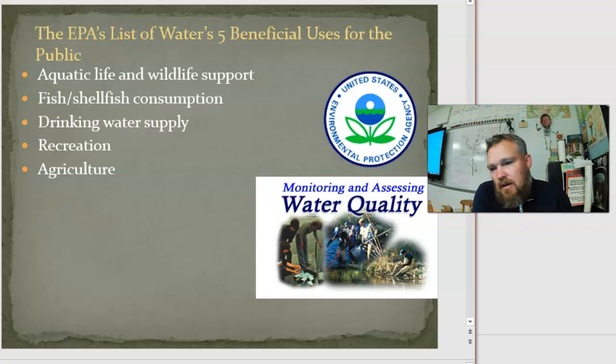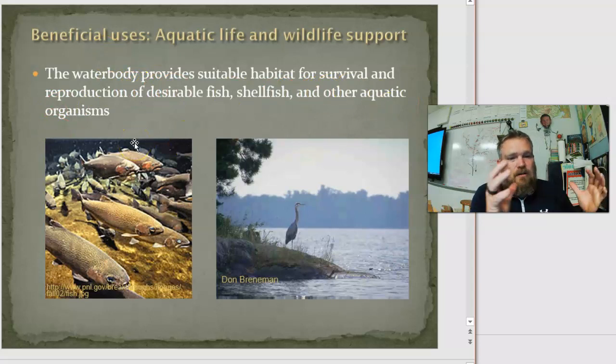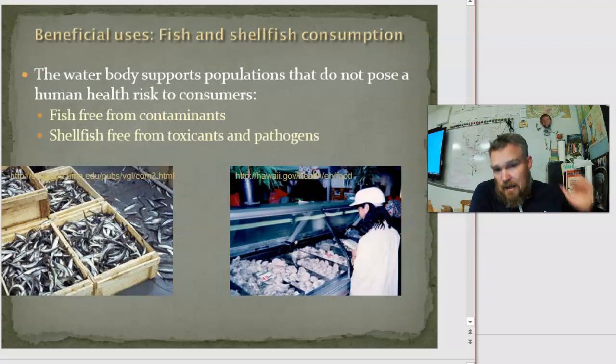Now, let's go through them quickly. Basically, they're saying that a water body should be able to support good, healthy ecosystems, so it should be a suitable habitat for the survival and reproduction of not just fish, but food webs in general. Then fish and shellfish consumption. If we're eating stuff that comes out of a waterway, we need it to not have contaminants in it. So if you're using it for food production purposes, then it needs to be clean.